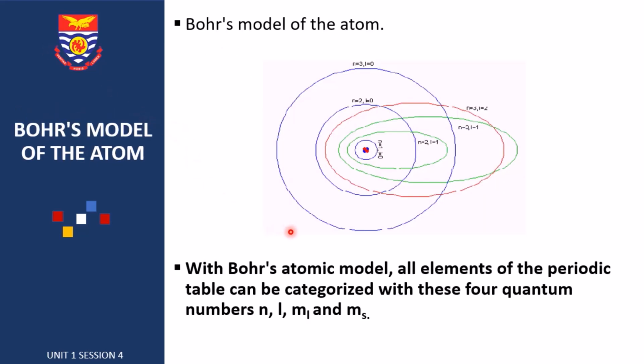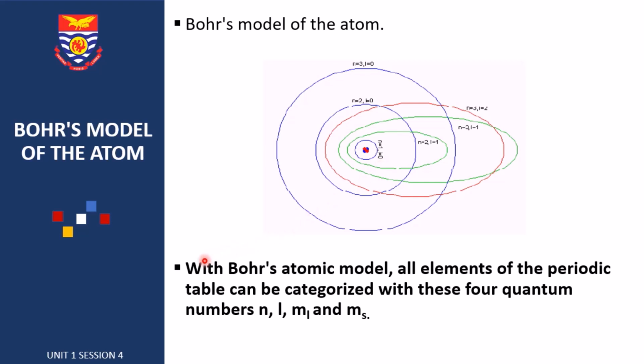The diagram is the representation of Bohr's model of the atom. In blue is a representation of the shells, that is the energy levels, and in the center is the nucleus with protons and neutrons in it. The blue, red and green colors are the elliptical representation of the energy levels.